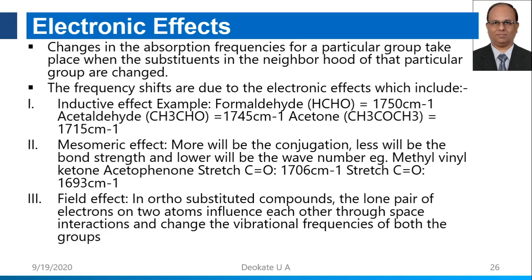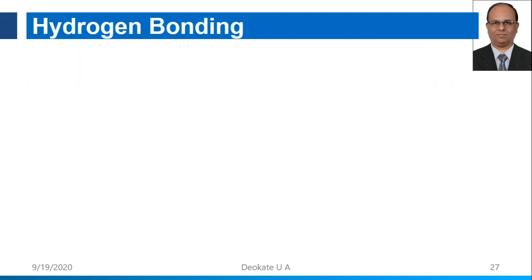Similarly, the third factor affecting is your field effect. Okay, in ortho substituted compounds, this field effect depends upon whether it is ortho, meta, or para. So in an ortho substituted compound, lone pairs of electrons on two atoms influence each other through space interactions and change the vibrational frequency of both groups. Okay, so that is called the field effect.